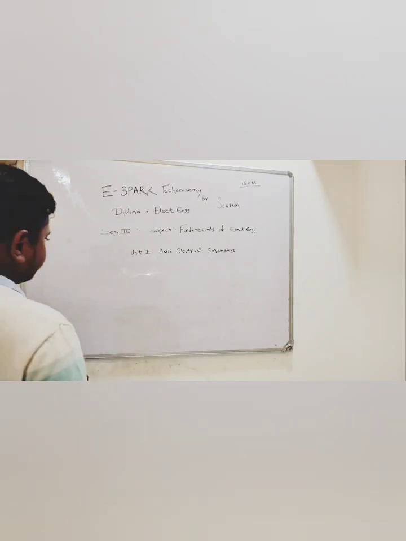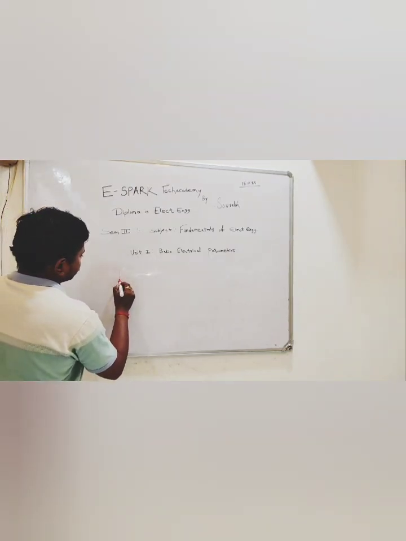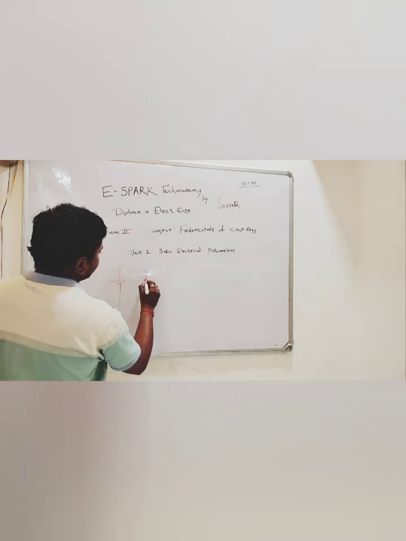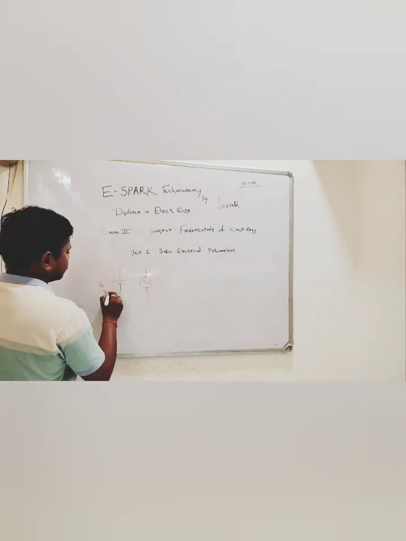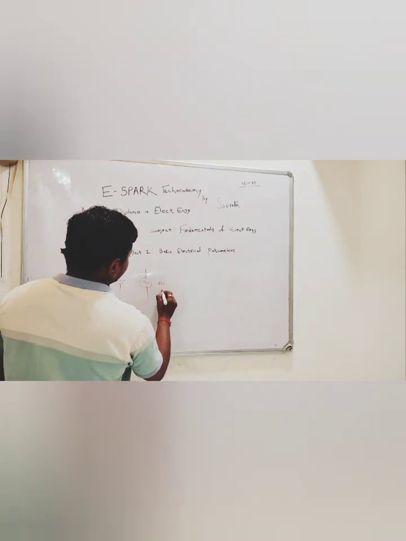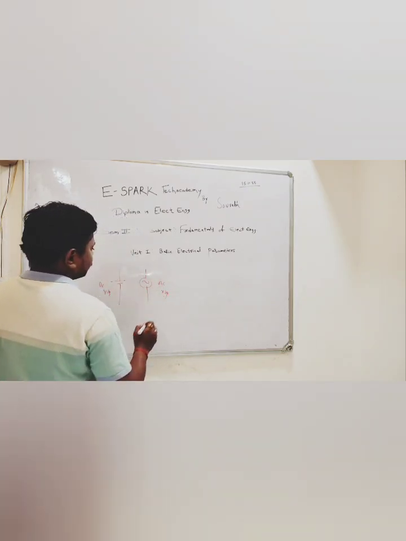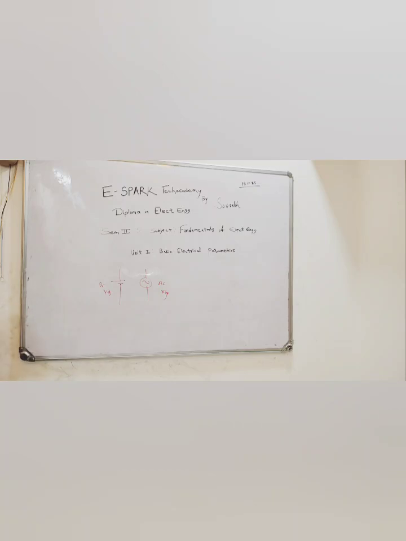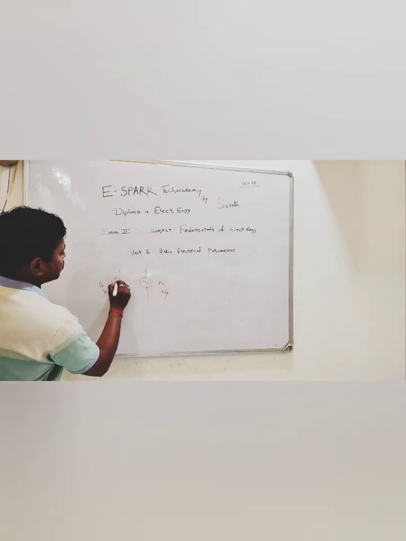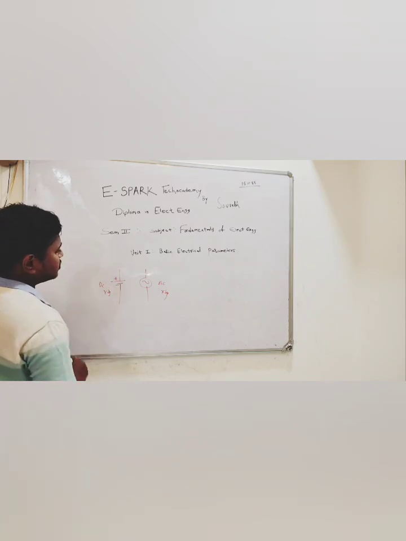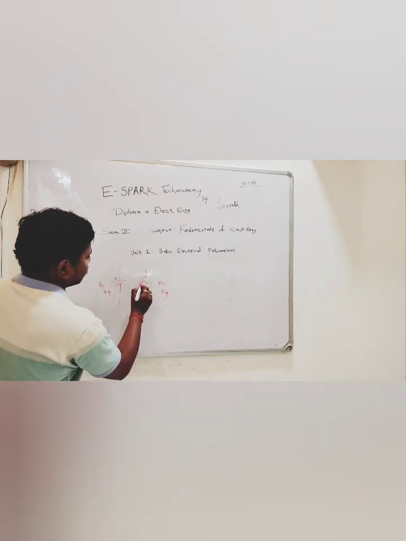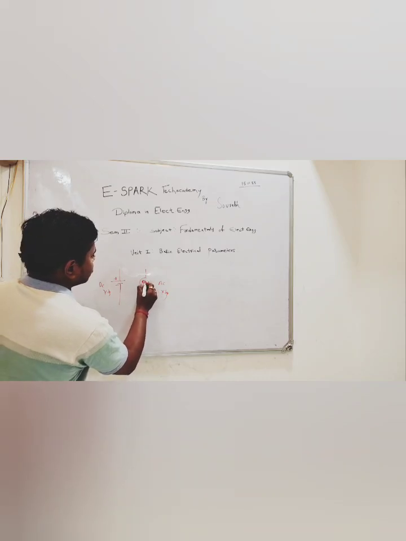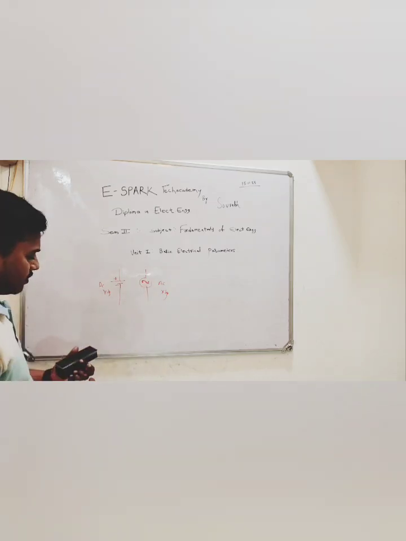Now any voltage source may be DC or it may be AC. This is DC voltage, this is AC voltage. Even from the symbolic representation you can identify this is positive and negative DC, and this is alternating voltage, showing the sinusoidal waveform itself.